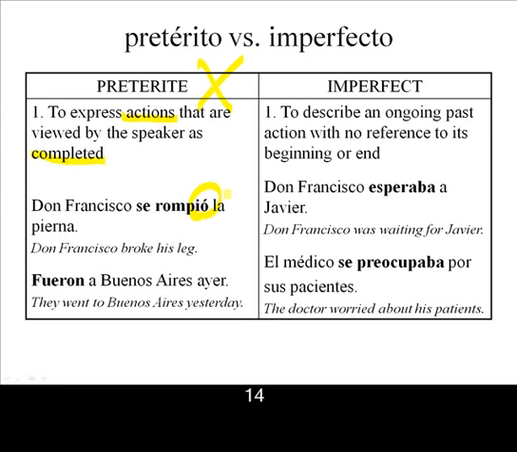Okay? While the imperfect is something that's going on. We're making no reference to the beginning or the end. Okay? So if we're looking on the timeline, it's ongoing and we don't see, boom, that one big X where we can see where it started and ended. Don Francisco esperaba a Javier. El médico se preocupaba por sus pacientes. Okay? So we can see the aba ending for the imperfect, which is an ongoing event in the past.